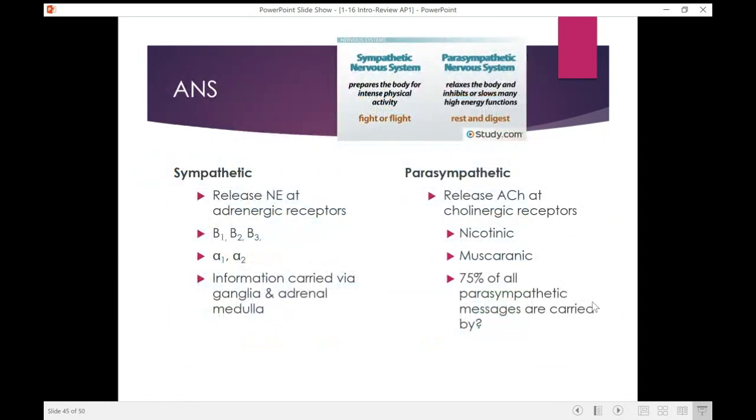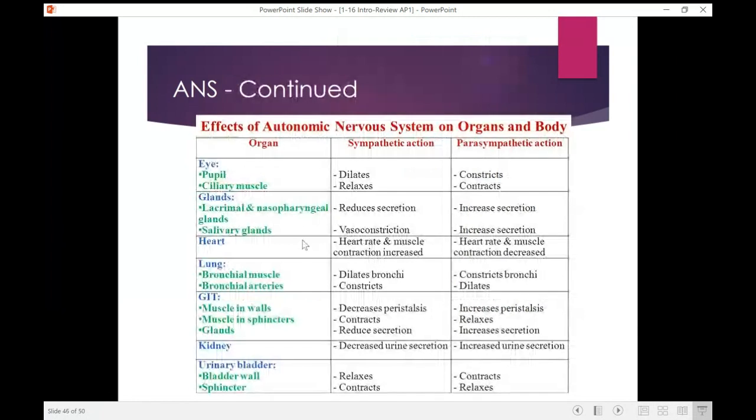Okay. So our autonomic nervous system, we have the sympathetic and the parasympathetic. So remember, in the sympathetic response, that's going to be preparing our body for intense physical activity, so fight or flight. Okay. And so we release norepinephrine at adrenergic receptors. The information is going to be carried via our ganglia and our adrenal medulla. The parasympathetic is going to release acetylcholine at cholinergic receptors. We also have nicotinic and muscarinic receptors. 75% of all of our parasympathetic messages are actually carried by our vagus nerve. Okay. And here is some of our effects of what's happening with our sympathetic or our parasympathetic action. So make sure that you review these.